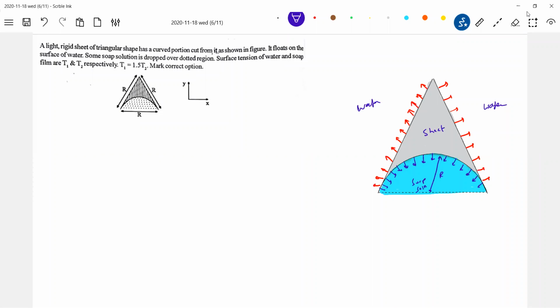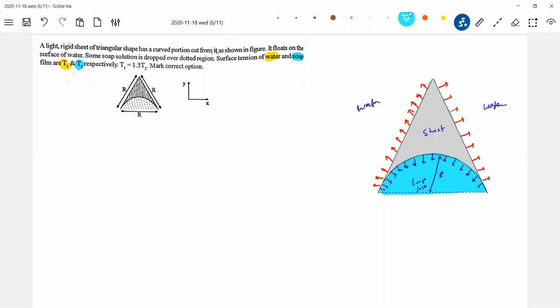Don't show it vertical. It is lying on the surface. The molecules which are present here will try to pull the sheet like this. The molecules which are present here will try to pull, and the molecules which are present here will try to pull here. Okay, there's no problem with this force, no? So what is the surface tension? Surface tension of water is T1. That of soap solution is T2. Okay, then force due to water, we know how to find out.